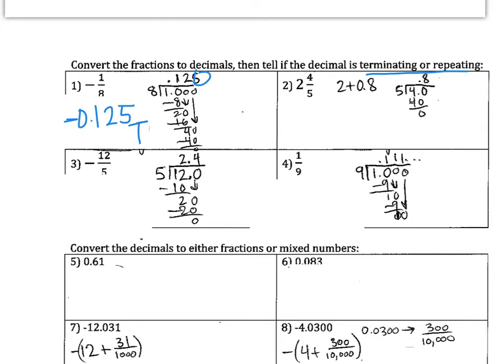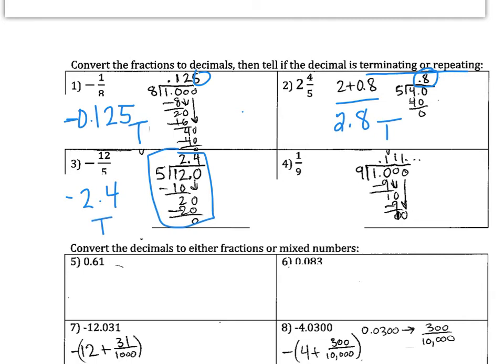Number 2, we're going to separate this out. That's the same as 2 plus 0.8, and we found that by dividing our 4 divided by 5. So that is 2.8, and that is terminating. Number 3, negative 12 fifths. So 12 divided by 5. We do the calculations right here, and we get a negative 2.4, and that is terminating.